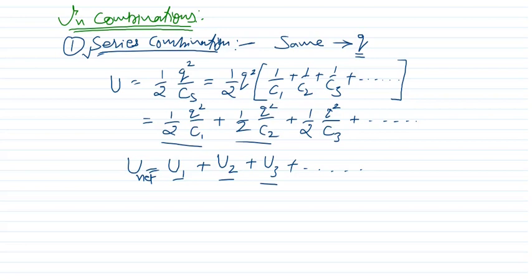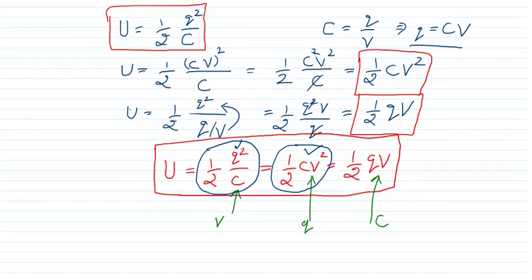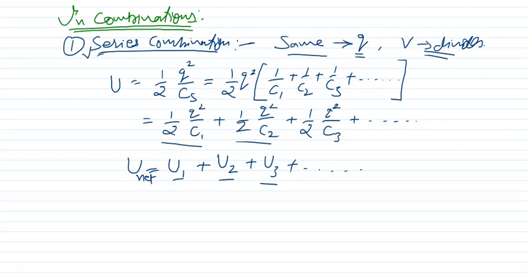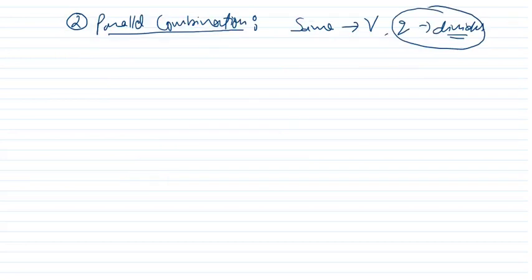In the previous article we have seen that in the case of this one, same is Q, but V divides. So as V divides, therefore we will take that formula where there is no V. That is why we have used this formula. Here we have used the formula where the V is same. So therefore by using the formula U is equal to 1 by 2 CV square. Clear?